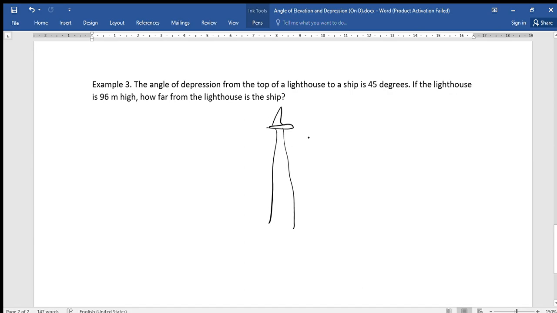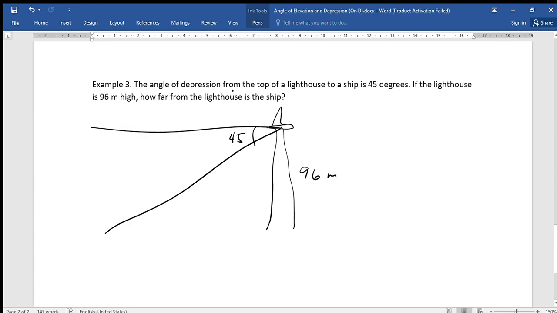So, pangit yung drawing. So, lagyan natin ganun lang. Okay. So, here, ito yung lighthouse natin. The angle of depression daw is 45 degrees. So, ito yung sabihin natin, ito yung angle natin. Ang pangit itong line. Lagyan natin na mas maganda. Okay, yan. Ito yung angle of depression natin. That's 45. Okay? If the lighthouse is 96 meters high, so it does is 96 meters. So how far is the lighthouse from the ship?